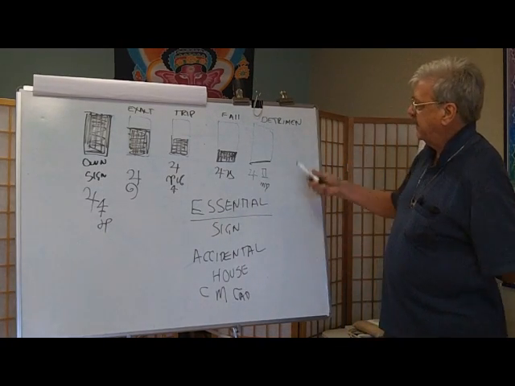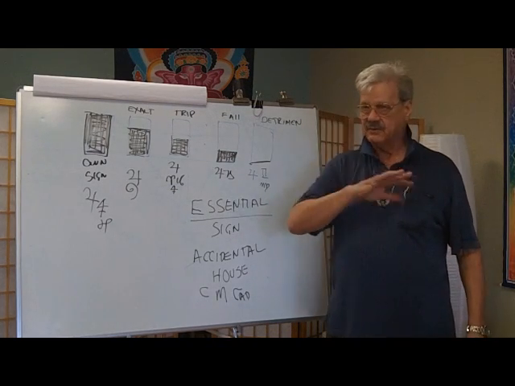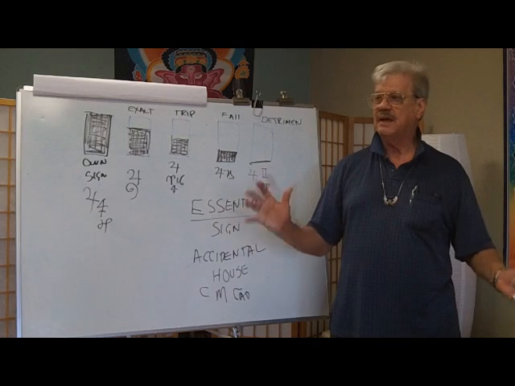So again, if you have a planet that's in its detriment and in a cadent house, you might as well just erase the planet off the chart because it's not giving you anything.